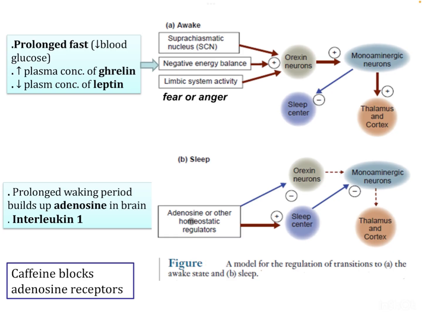While during sleep, adenosine and other homeostatic regulators like interleukin 1, a fever producing cytokine that increases in circulation during infection, both actually inhibit the orexin neurons and stimulate the sleep centers. So it will lead to a decrease in monoaminergic neuron activity in the brain stem and thereby leads to the inhibition of the cerebral cortex and thus induces sleep.